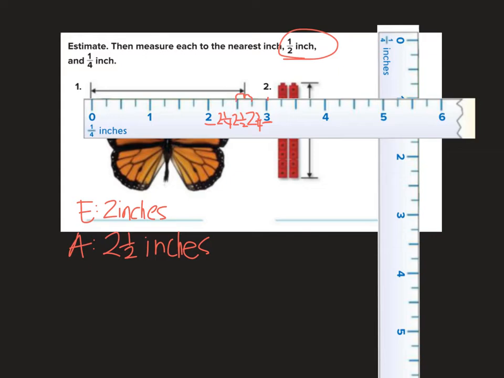Now, here's the only thing I'm saying. It looks like I'm off a little bit over here. So if I moved it to the left a little bit, it would put it closer to 2 3/4. So I'm going to say 2 3/4 would probably be the best estimate. But it is really darn close to being halfway between those two. That's kind of a tricky one.